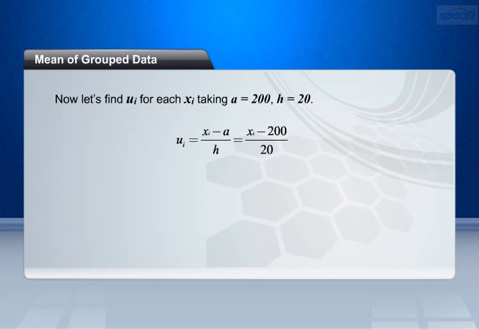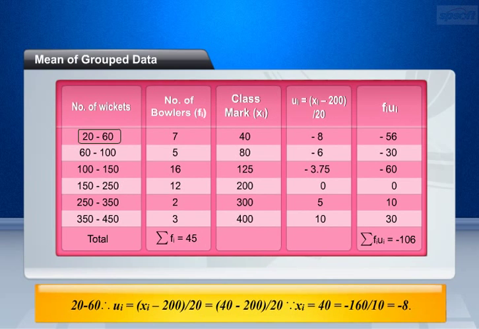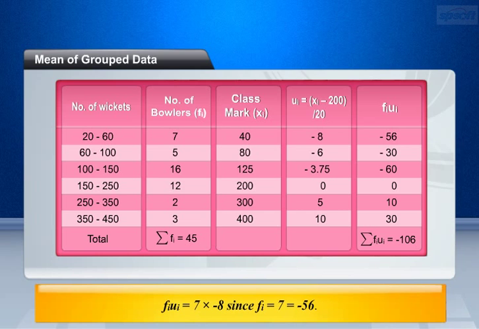Now, let us calculate ui, and also the product of fi and ui, for all the class intervals taking A equals 200 and h equals 20. Consider the class interval 20 to 60. Therefore ui equals (xi minus 200) by 20. This is equal to (40 minus 200) by 20, since xi equals 40. This is equal to minus 160 by 20, which is minus 8. Now, fiui equals 7 into minus 8, since fi equals 7. This is equal to minus 56.